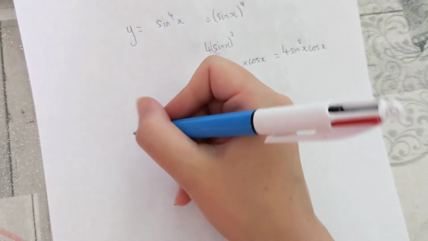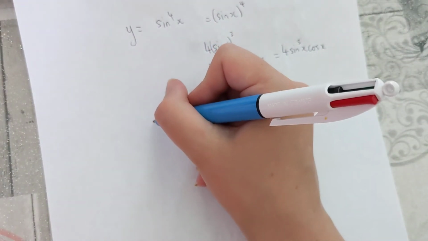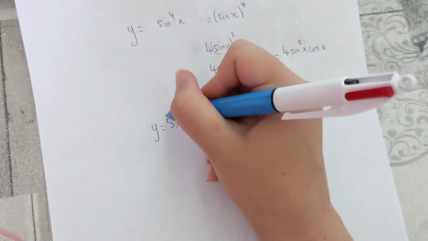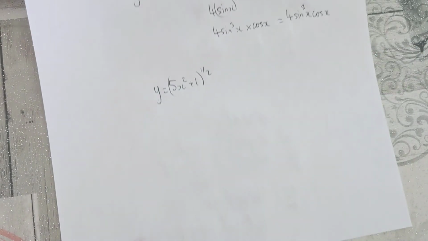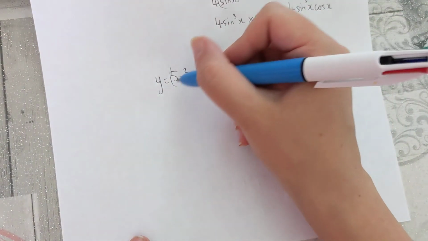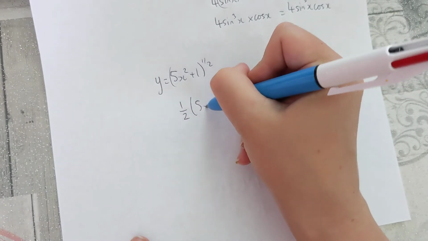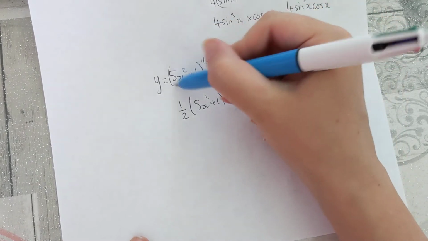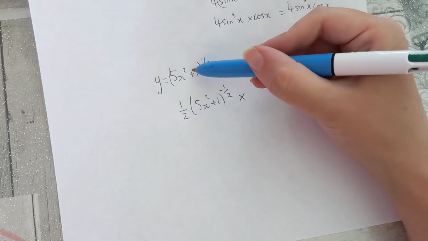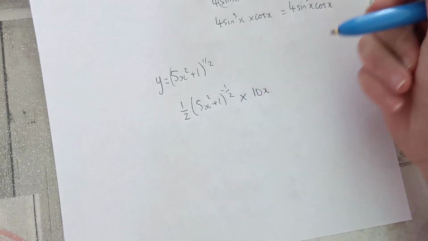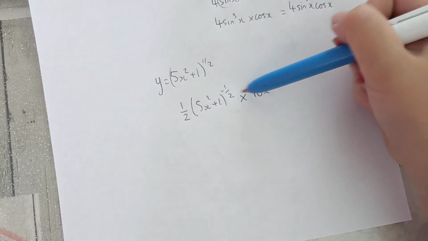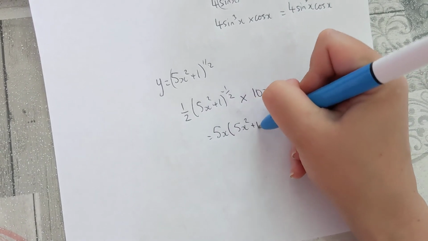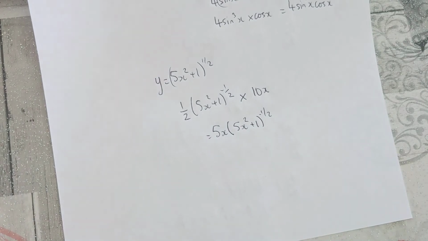Then if we do another one, I'll just find one from the book I've got in front of me. So say if it's 5x squared plus 1, it's the power of a half. So again, if you were going to differentiate that, you would bring the power down in front and then make it 1 less. So it would be that, but then you need to times that by what you get when you differentiate this. And when you differentiate that, you would get 10x. So when you do a half times 10x, that's going to make it 5x. So it would be 5x and then 5x squared plus 1 is the power of a half, like that.